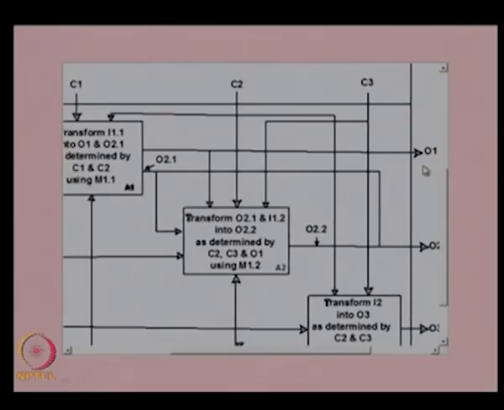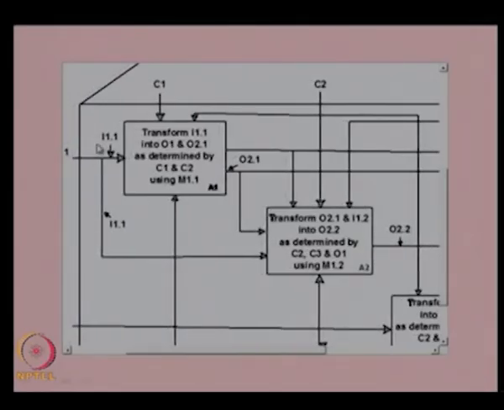It is not necessary that O1 should come from A1 or O2 should come from A2. It actually depends on the function. Depending on the function, the output may come from one function or the output may come from different functions. But the beauty of this representation is that we can actually show all the inputs and the controls as well as the output separately and their interaction between the sub functions.